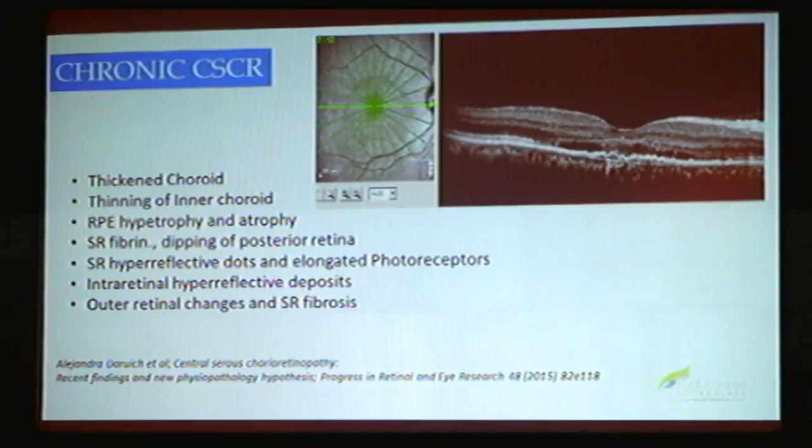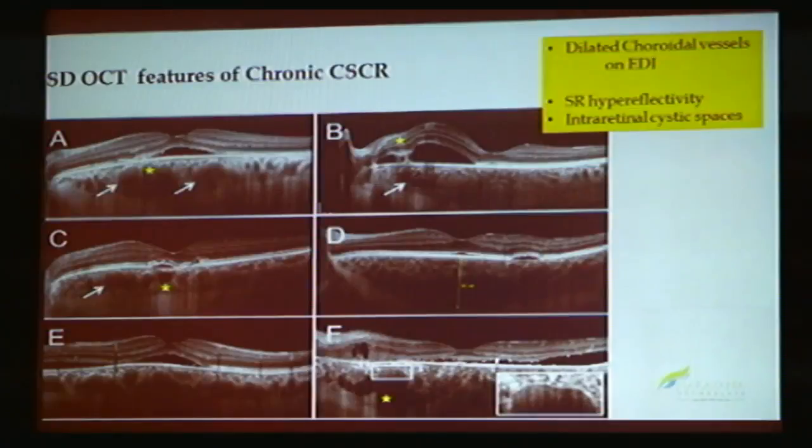Coming to chronic CSCR, the classic signs on OCT B-scan are the thickened choroid, thinning of the inner choroid, RPE hypertrophy, atrophy, subretinal fibrin, dipping of the posterior retina, subretinal hyperreflective dots, elongated photoreceptors, intraretinal hyperreflective deposits, outer retinal changes, and SR fibrosis.